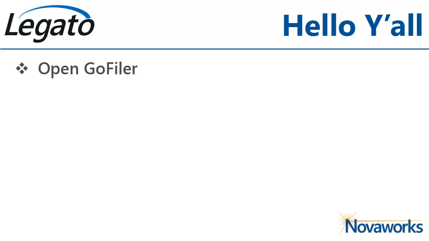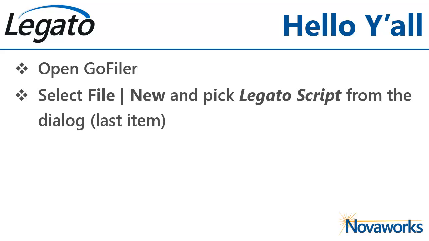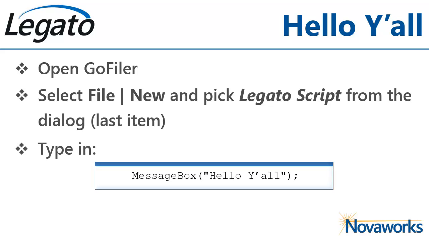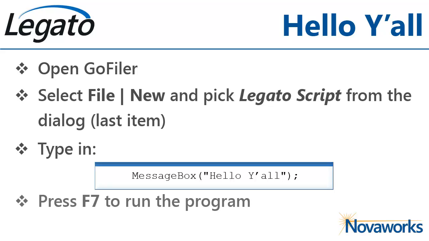To begin, open GoFiler if it's not already open. Select File New, and then pick Legato script from the dialog. It's the last item on the list. Once the window's open, type in message box, parenthesis, quote, hello y'all, or whatever you'd like to put in there. Close the quote, close the parenthesis, add a semicolon, and then press F7 to run the program.